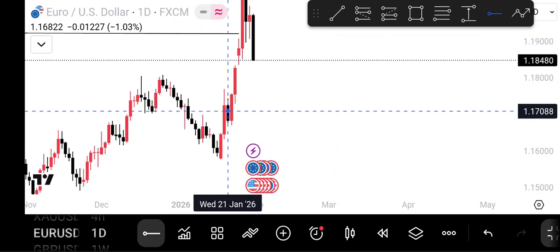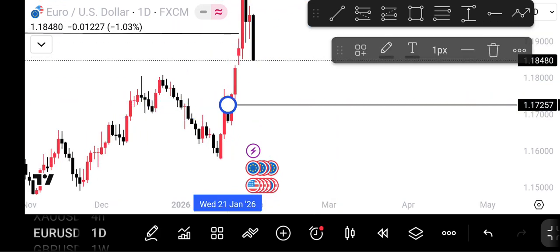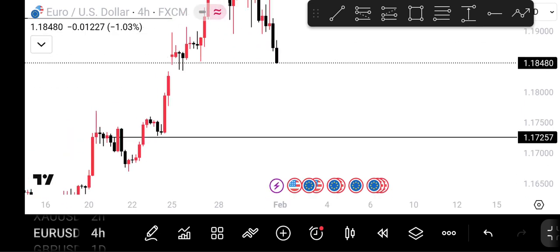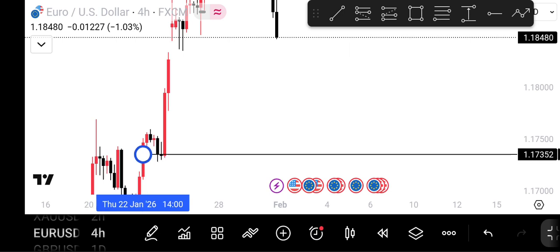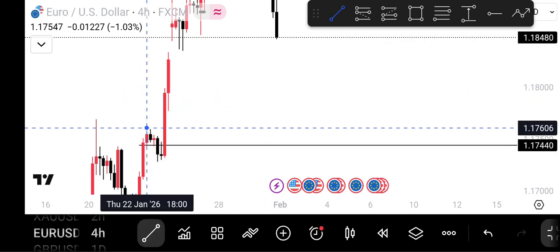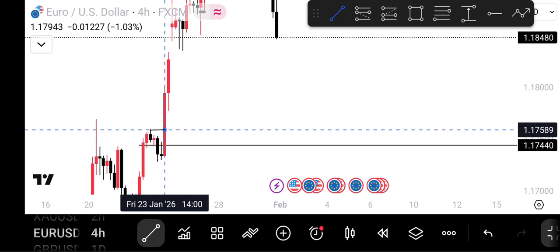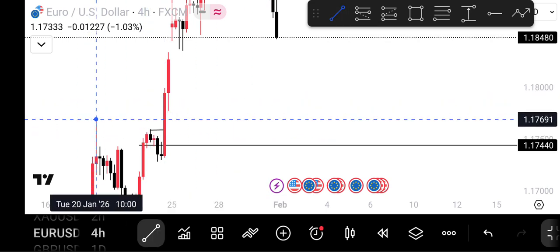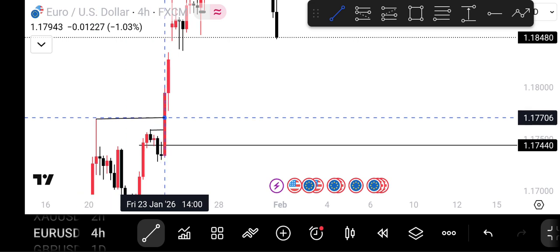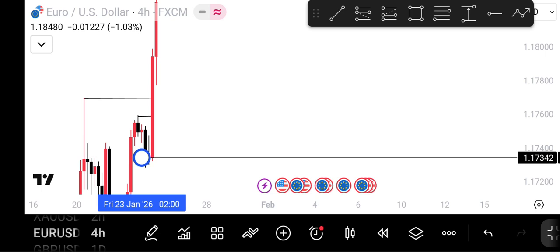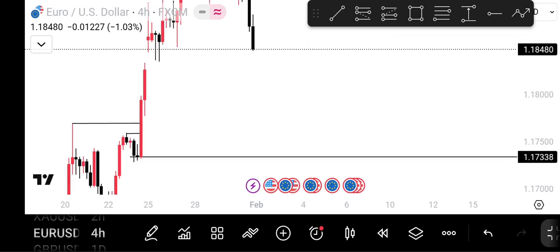So I'll keep an eye out for this zone right here. I think this might be better. We had a double break of structure to the upside, so I might look for buys to the upside coming from maybe this zone, or we're gonna need more confirmations anyway.